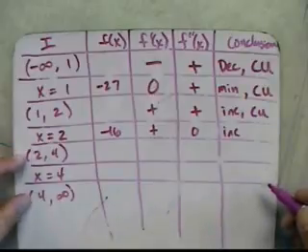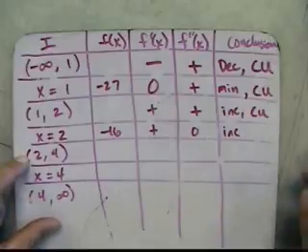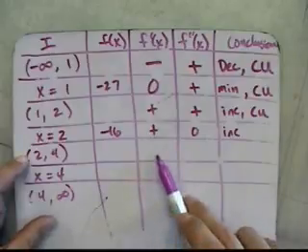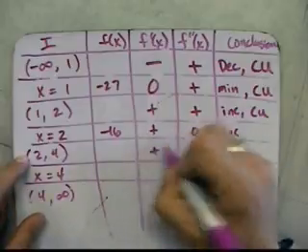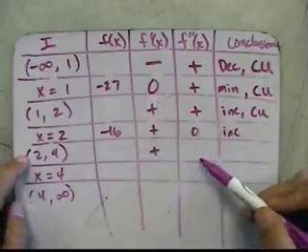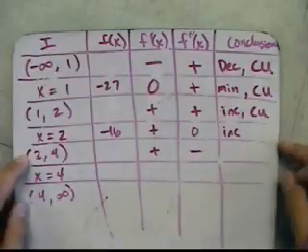Now I want to do the interval from 2 to 4. So plug in 3. If I plug in a 3 into the first derivative, I find out if it's positive or negative. It's probably positive, that's my guess. Second derivative, I'm guessing the second derivative is negative. Just guessing because I think I know what the graph looks like.